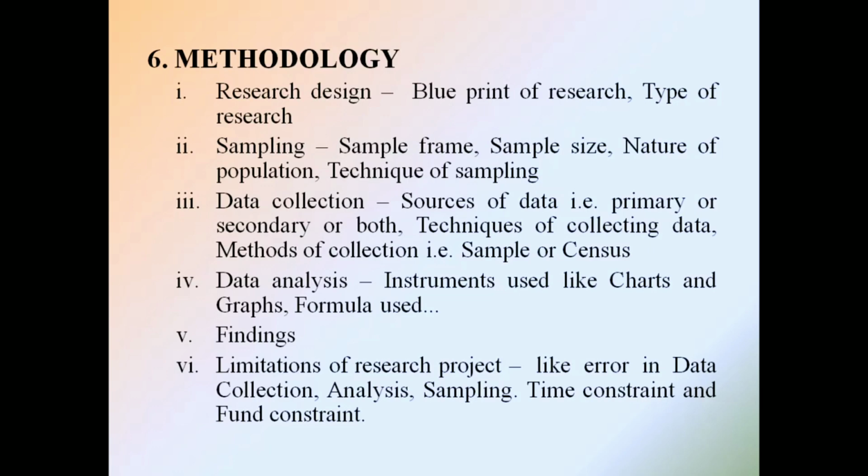The second point which you have to write in methodology is about sampling. Now in sampling point, what all have to be included? First one is sampling frame. Now what is this sampling frame? Sampling frame is nothing but making an accurate and comprehensive list of population from which samples are to be selected.